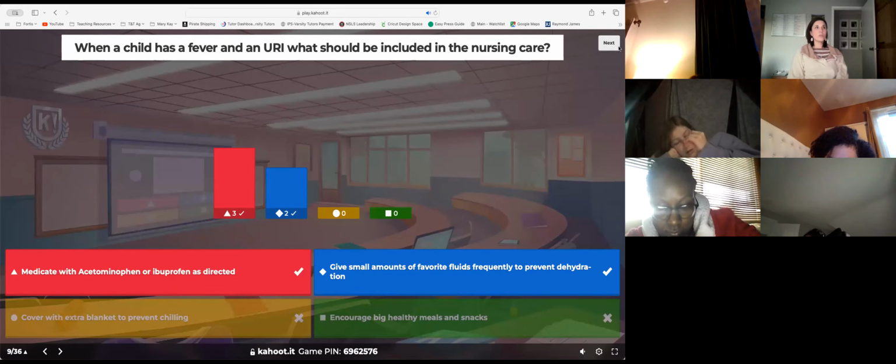So when we have a fever with an upper respiratory infection, the most important thing is making sure we keep them hydrated. So giving them small amounts of their favorite fluids. And that was hard to read. Yeah. Then we can also treat with Tylenol or ibuprofen if needed. But yep, your favorite fluids are going to be your most important.